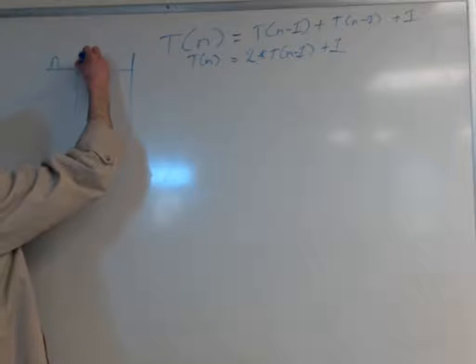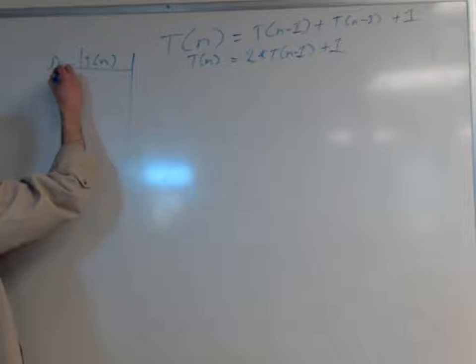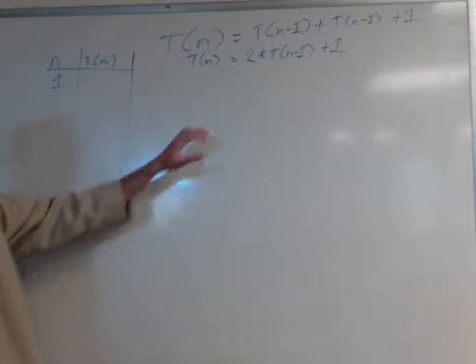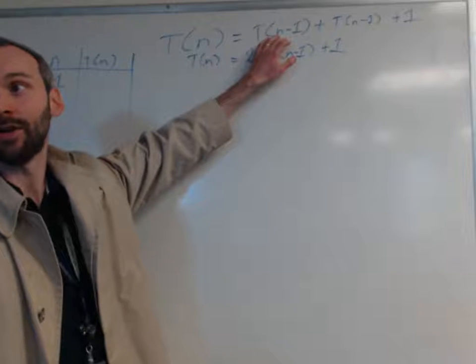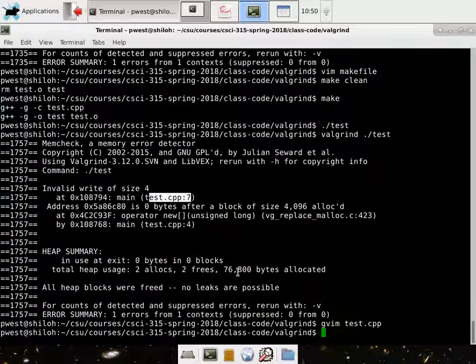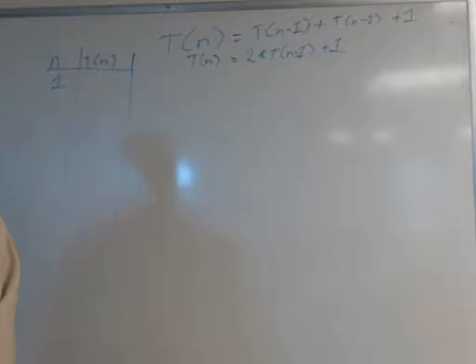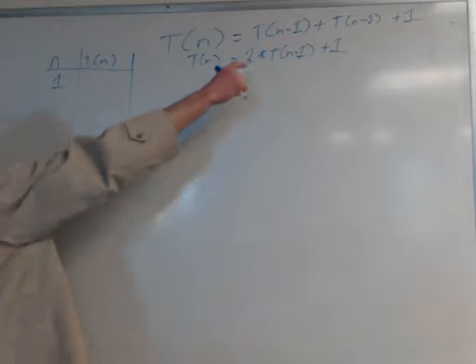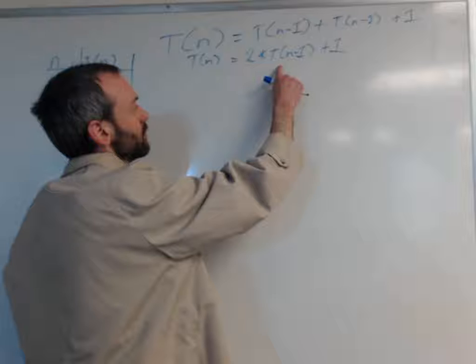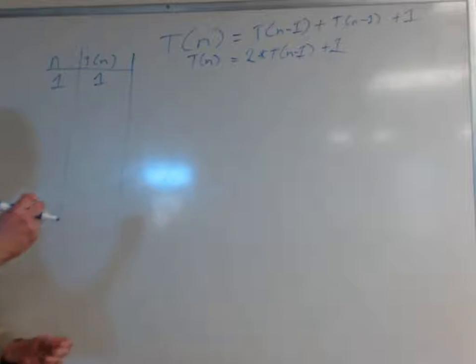We've got n, and then we'll have T of n. So if it's, I don't know, 1, T of 0 is 0 by definition, because if you look back at the code, when n is 0, it exits. So these two are going to evaluate to 0. So it's 0 times 2, 0, plus 1. So the answer is 1.